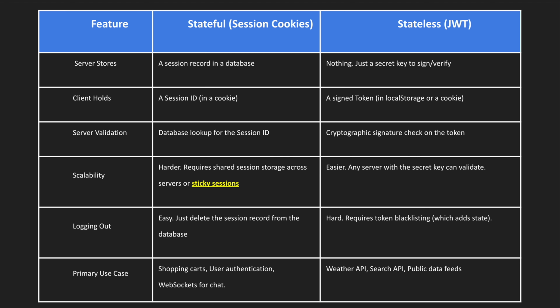For logging out, it's easy for the stateful. We just need to delete the session ID from the database. But for the stateless, that's actually one of the disadvantages. It's hard because it requires token blacklisting, which in itself adds state. What's the primary use case for the stateful? The shopping cart, user authentication, and WebSockets for chat. And for the stateless, it's usually APIs, for example, weather API, search API, public data feeds, and so on.